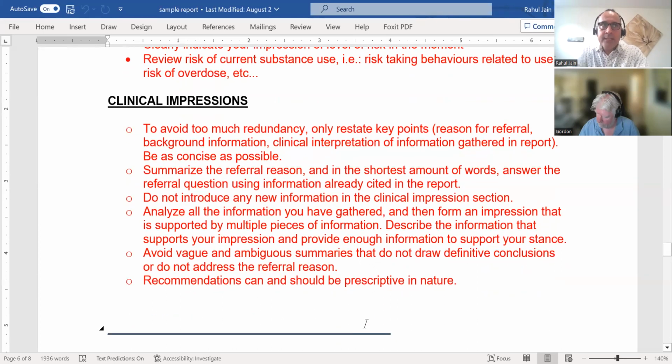Here, if you have done any testing, you may support your clinical impression. So you could say that the Beck Depression Inventory was administered and the scores were elevated for negative thoughts and negative self-esteem. You can do that here. In a clinical impression, you can create another section called testing. And then you can add recommendations, or you can create a new category saying recommendations.